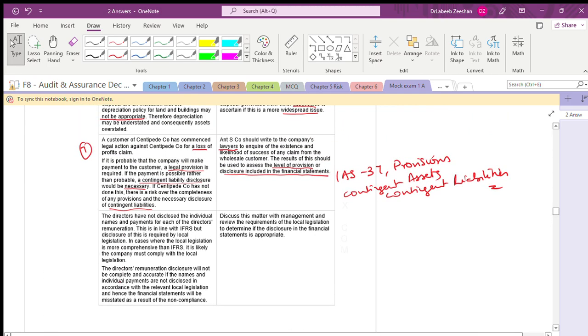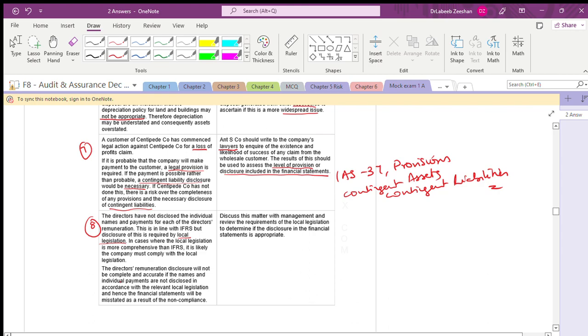What is point number 8? They are saying that the directors have not disclosed the individual names and payments of each director's remuneration. You have to disclose it. This is in line with IFRS, but the disclosure is required by local legislation.